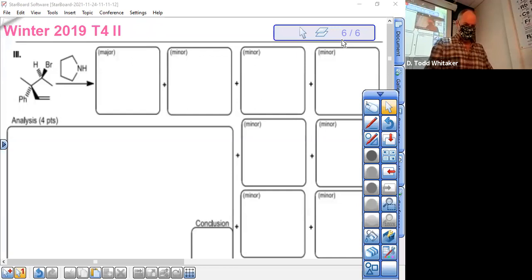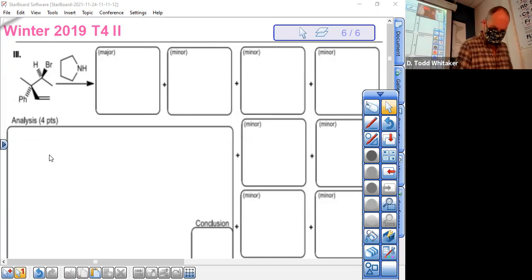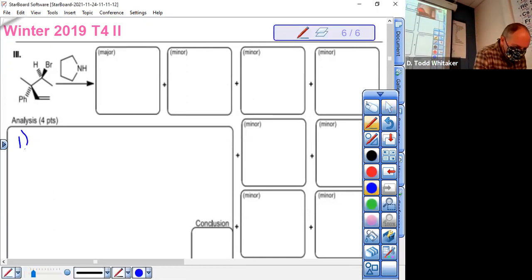Ladies and gentlemen, we have a request for winter 2019 test 4, part 2, SN1, SN2 predictions. That'll be in our analysis. And since we're here, we always do Rx, and we do nucleophile, and we do solvent. Do them in that order.